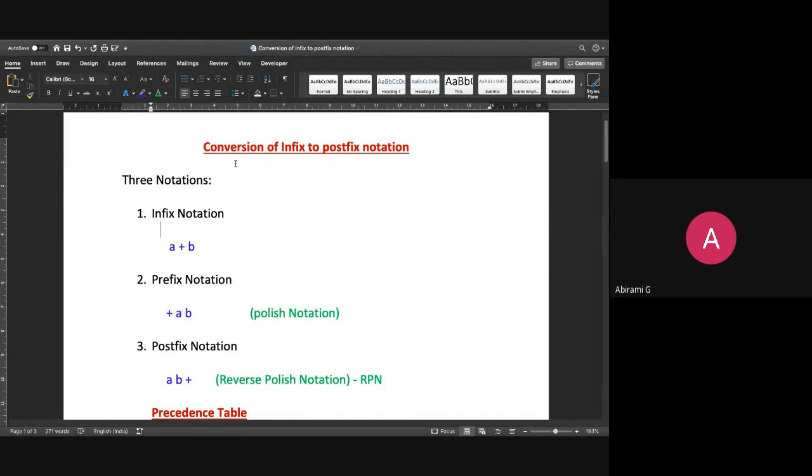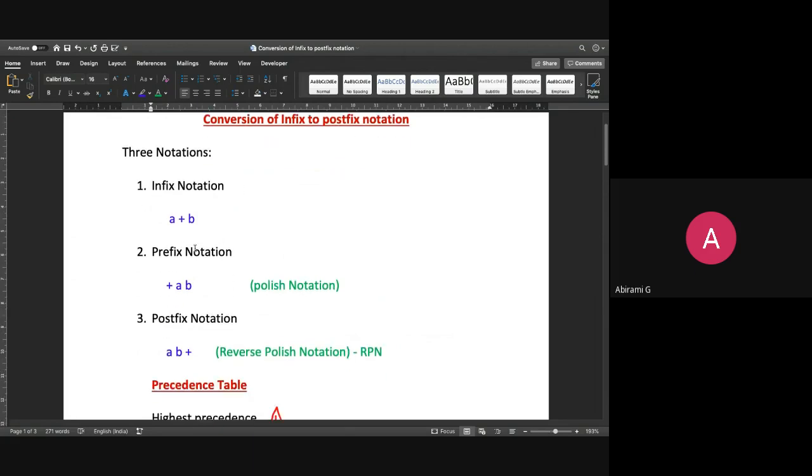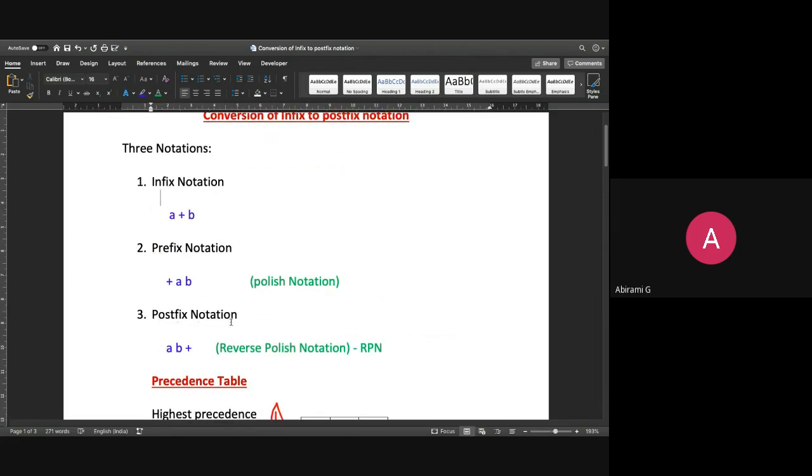In this session, we discuss conversion of infix to postfix notations. Before discussing these conversions, we should know about three representations of expressions, that is infix notation, prefix notation, and postfix notation. How we say infix, prefix, and postfix is purely based on the operator.